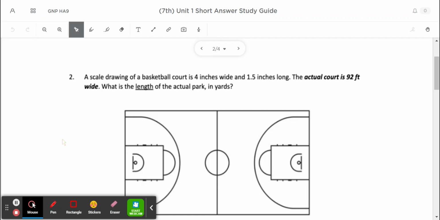All right, so question 2 says a scale drawing of a basketball court is 4 inches wide and 1.5 inches long. The actual court is 92 feet wide. So it wants to know what is the actual length of the court.